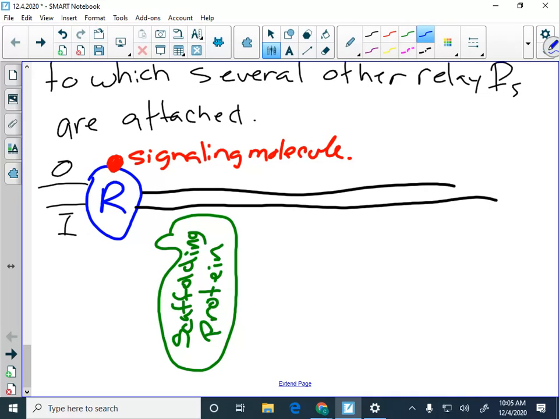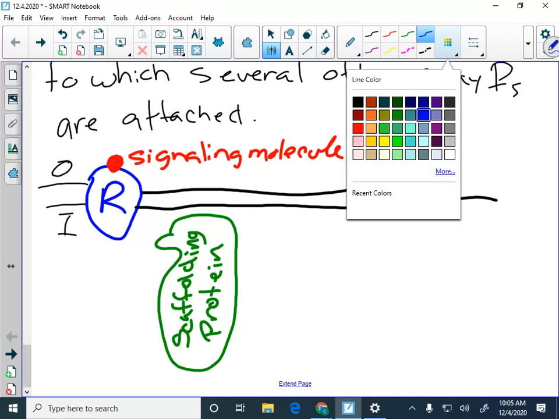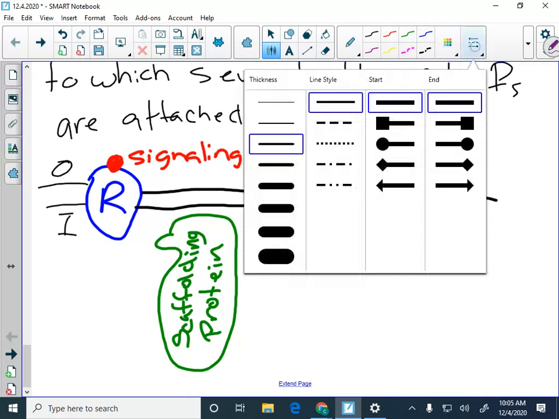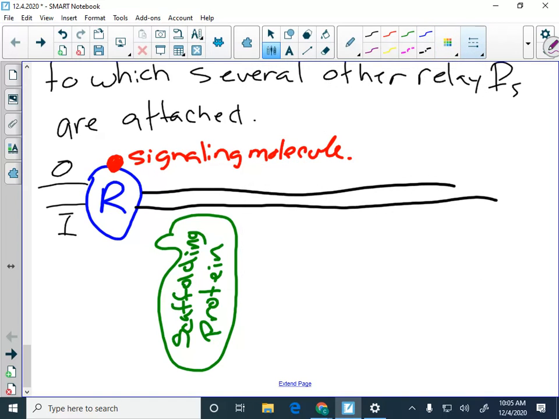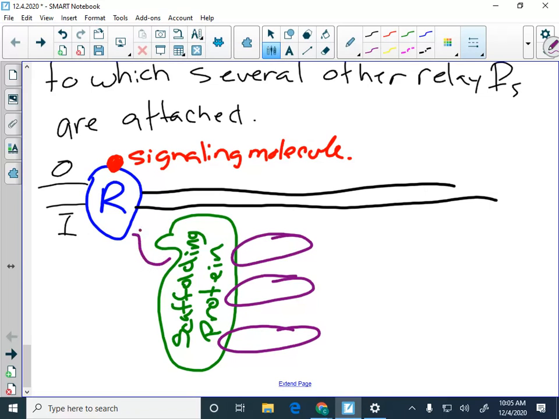This scaffolding protein can have many different signaling molecules attached to it. So, when the scaffolding protein attaches to the receptor, it can relay the message threefold. Now, these can all three be the same, so we're going to just kick off three of the same pathway.